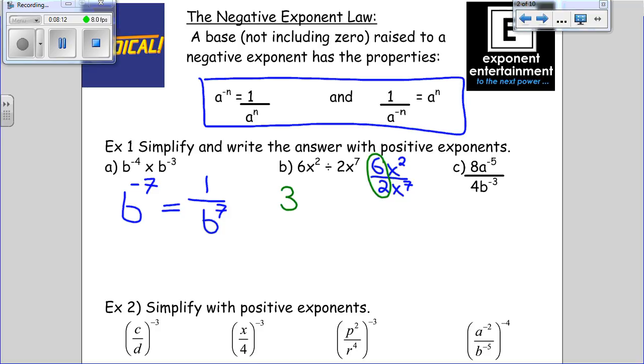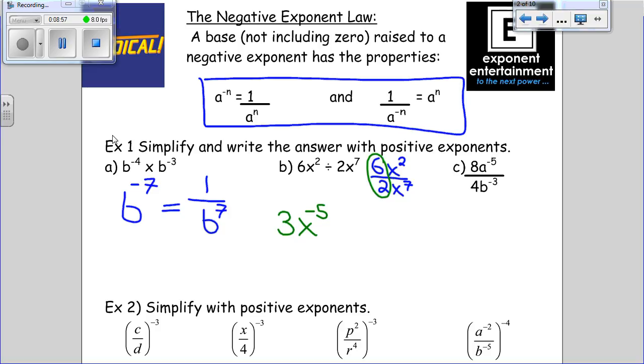What was our exponent law for division? You subtract. So you need to go 2 minus 7, and that gives you x to the negative 5. Now remember, we don't like negative exponents, so we need to change this to be positive. If we want to change it to be positive, it needs to go to the bottom of a fraction. Does the 3 need to move to the bottom of a fraction? No, it does not, because its exponent is not negative 5. The 3 is not a part of that exponent.